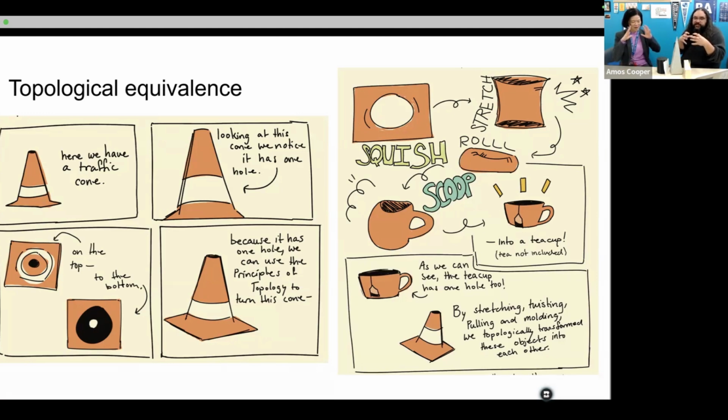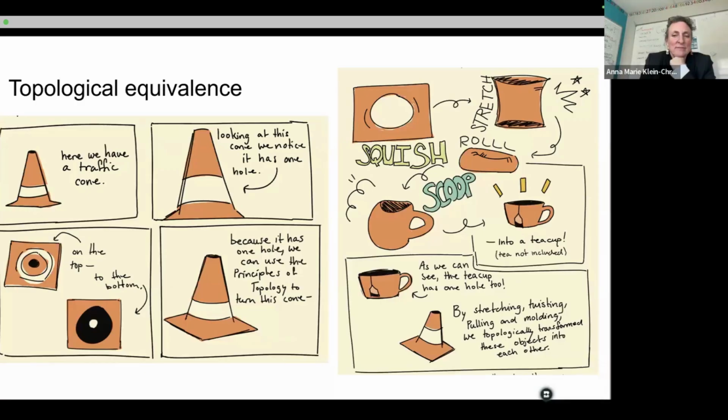You can give them a twist, you can give them stretches. What you can't do is rip open holes or make new holes. So as long as you don't break any of those rules, you can say that two objects are topologically equivalent.